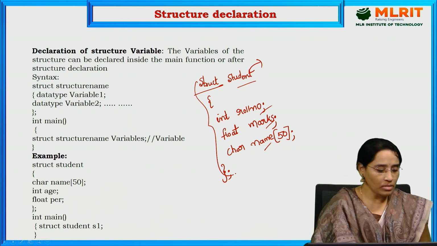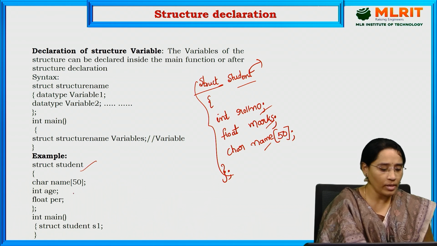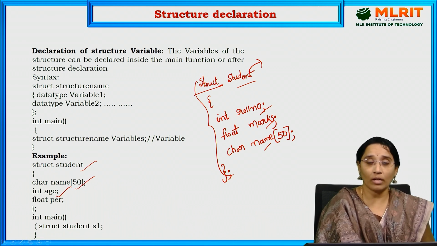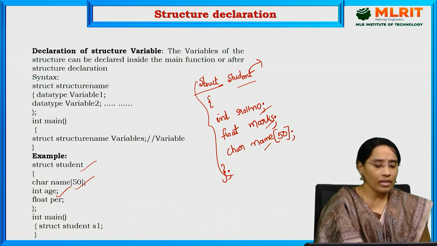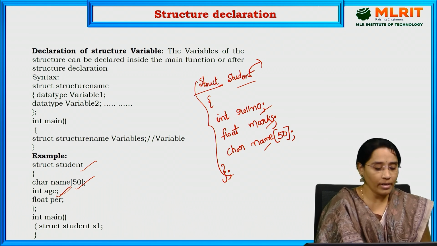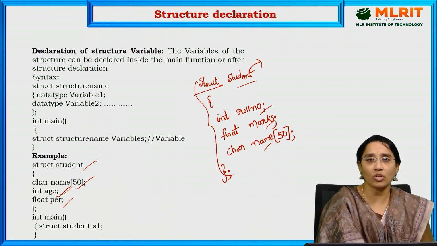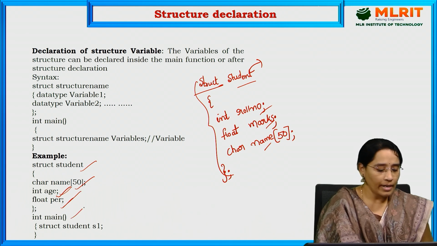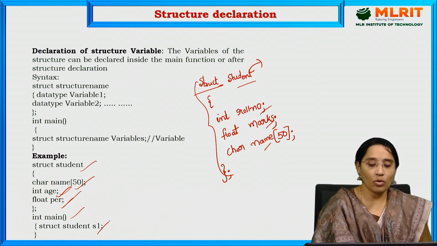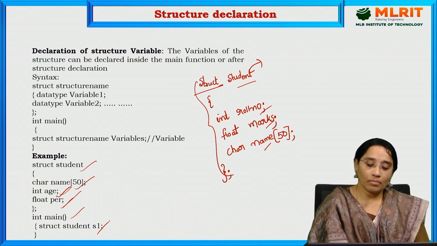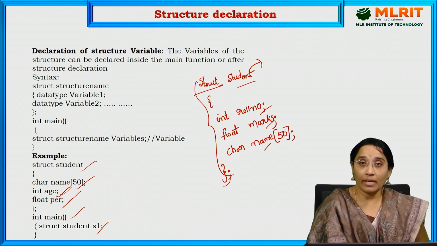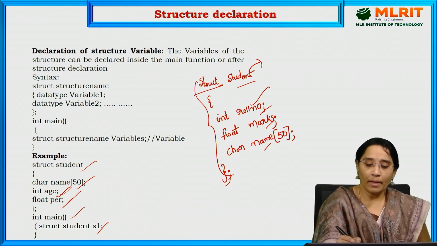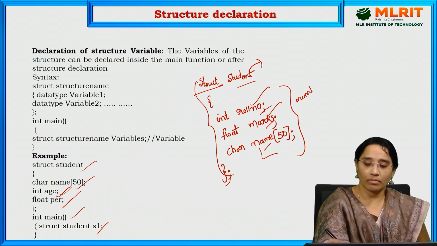So the same example we have taken here: struct student, char name[50], int age. So you can take, depending on what type of data you want to store. Here we have taken the age of a student and his percentage. Percentage is obviously represented in float. So you can declare. And int main, struct student S1. So see, here I have not used any variable till now. Roll number, marks and name are the members of the structure.